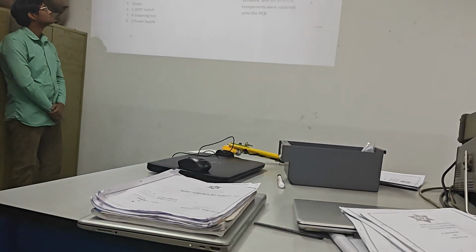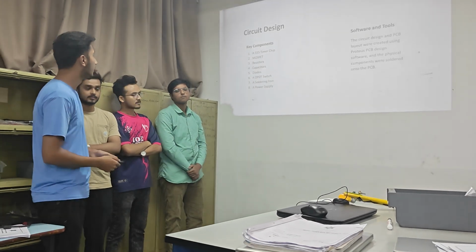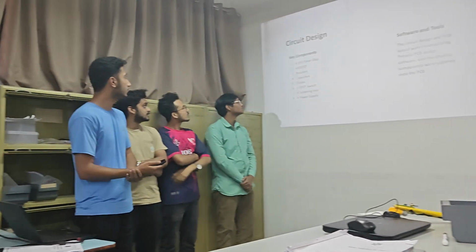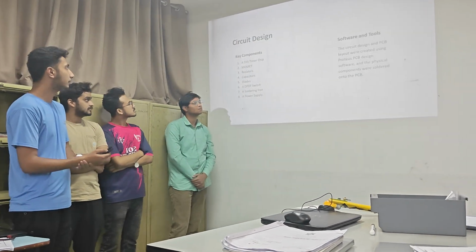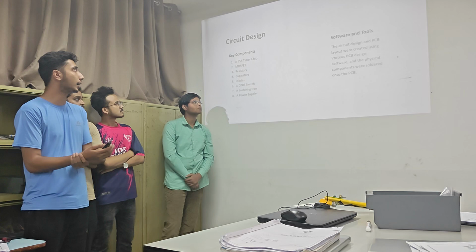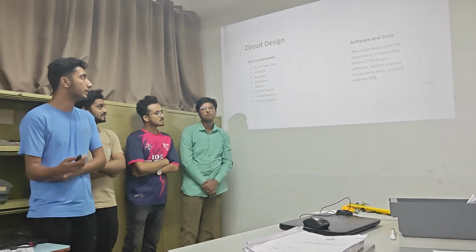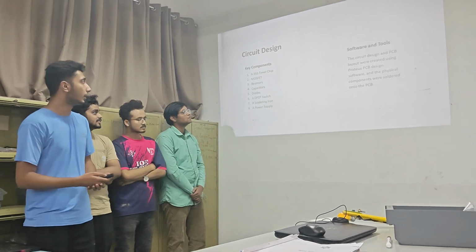circuit design. Now I would like to introduce what we have used, like components and software. First is a 555 timer chip, MOSFET, resistors, capacitors, diode, DPDT switch, soldering iron, a power supply, and the software and tools we use are PCB. For PCB layout, we use Proteus PCB design software, and the physical components were soldered onto the PCB.